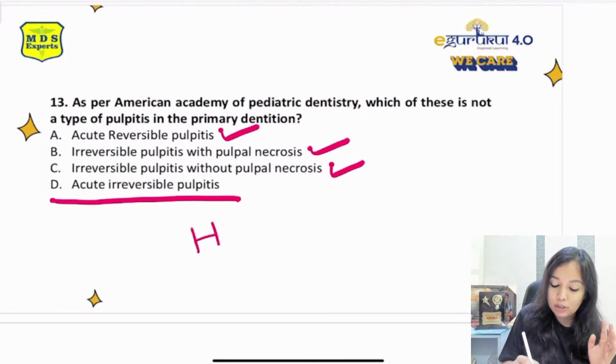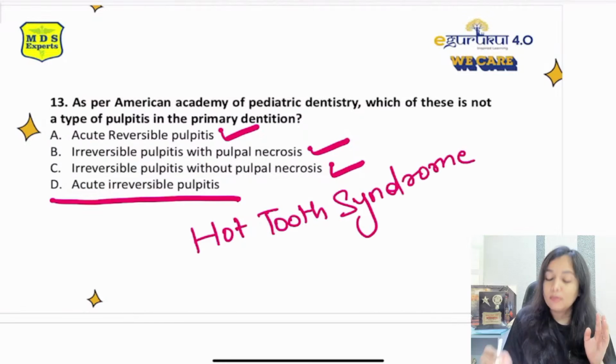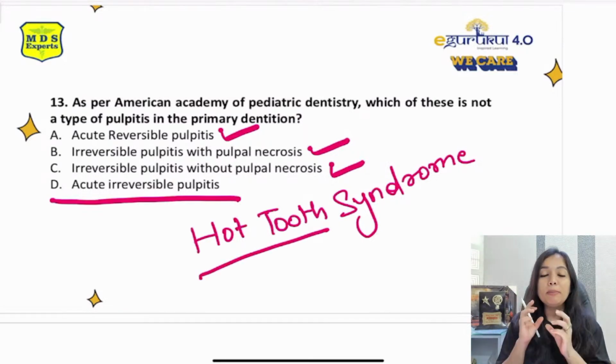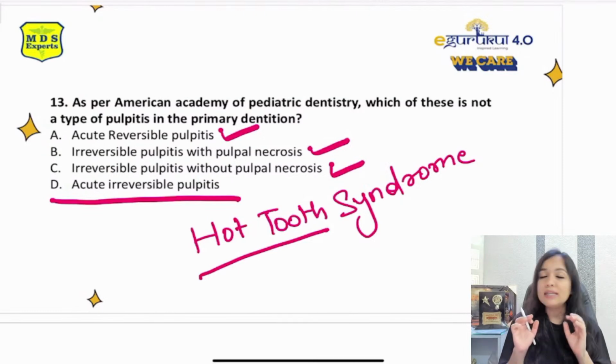There is a term called hot tooth syndrome, which generally occurs in permanent teeth in adults. It is called hot tooth because the sudden inflammation is so very severe that the patient has extreme sharp shooting pain, which is unbearable, which is radiating, and which does not subside easily with analgesics. That's called hot tooth syndrome.